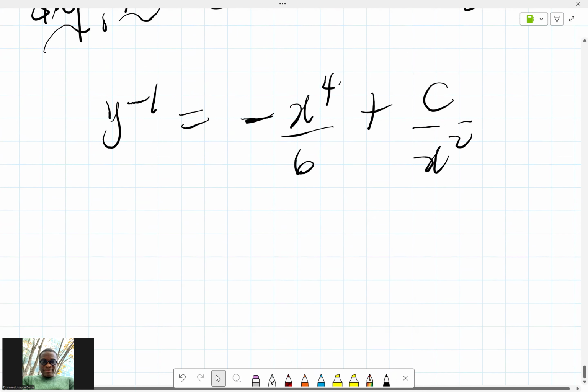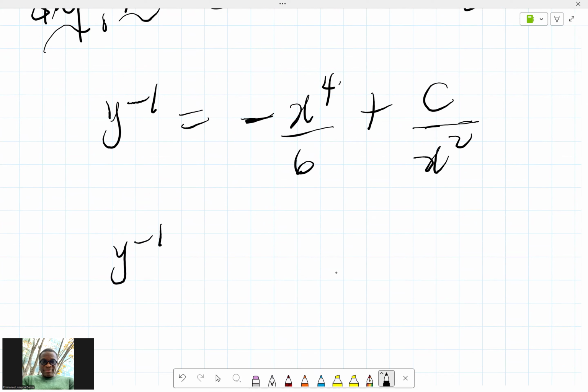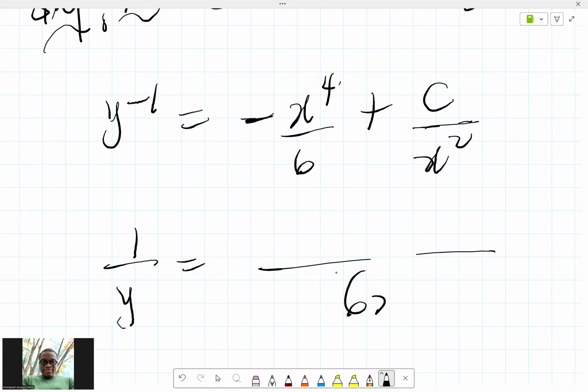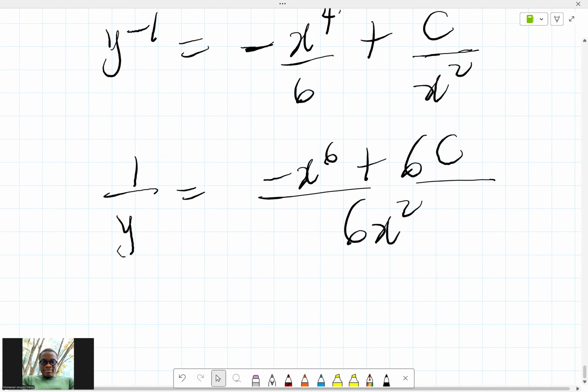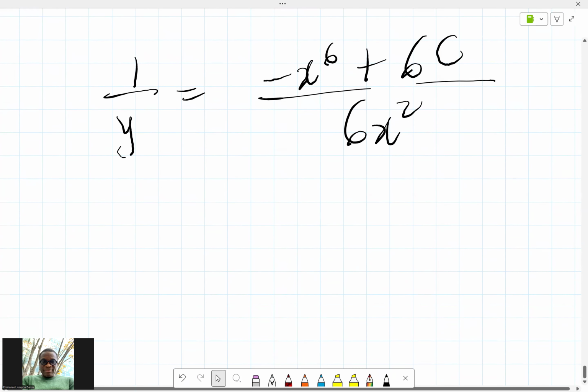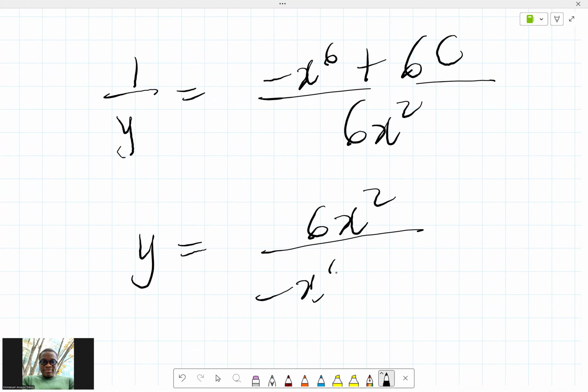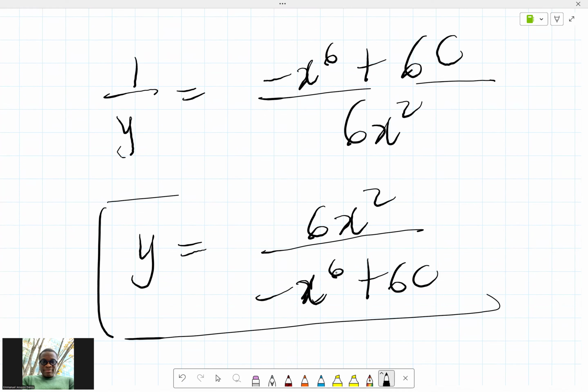We can tidy things up a bit here. Y to the power minus 1 is 1 over y, which equals, with the LCM being 6x squared, x squared times x to the power 4, that's minus x to the power 6 up there, plus x squared times c, that's 6c. So since we have 1 over y, we can get y equals 6x squared over minus x to the power 6 plus 6c. So we now have this value for y.